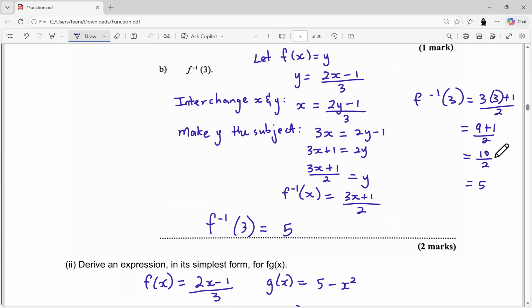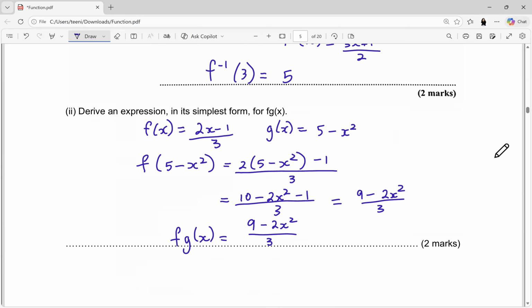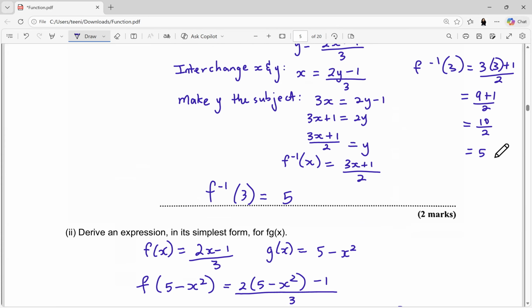Miss, could you go back on the inverse? Yeah, of course.